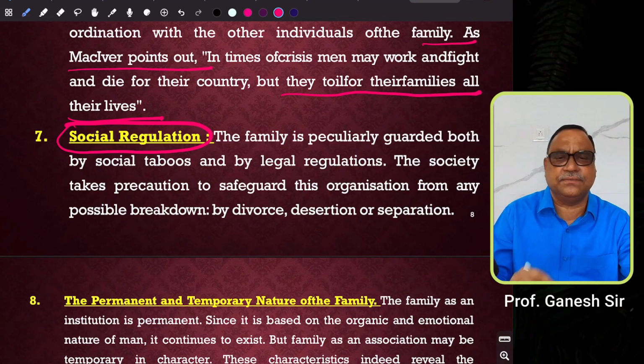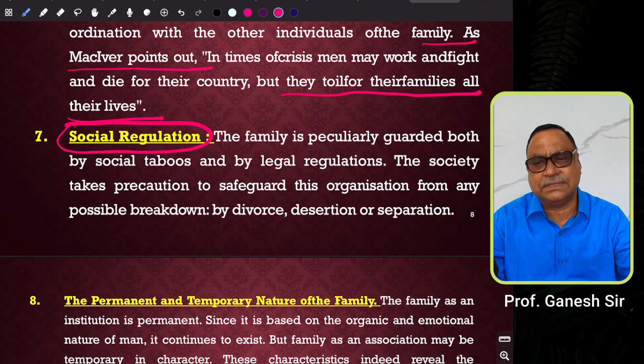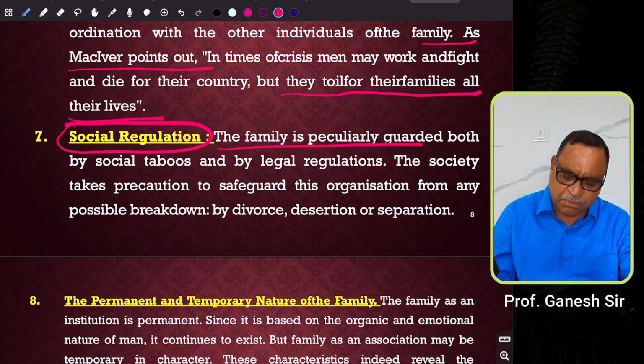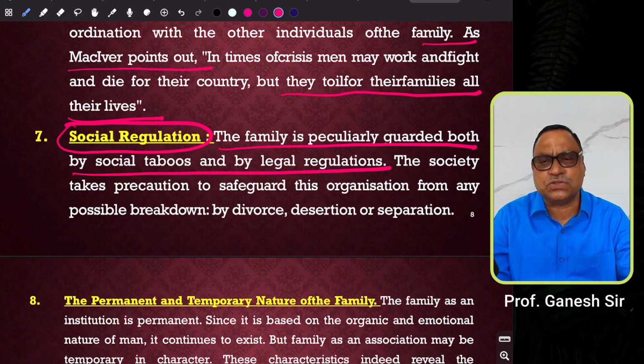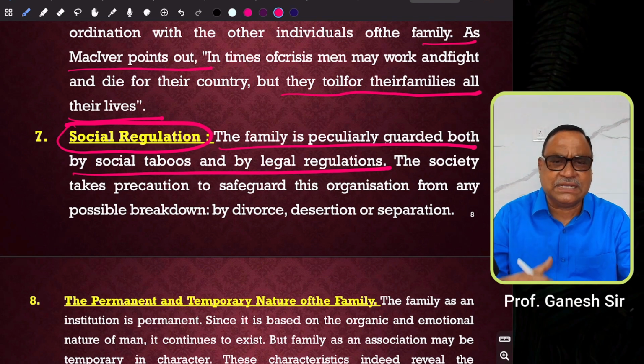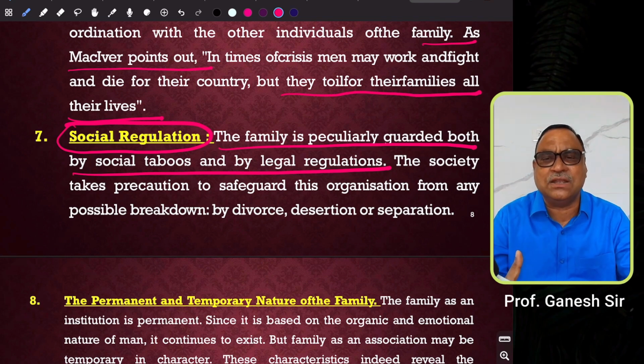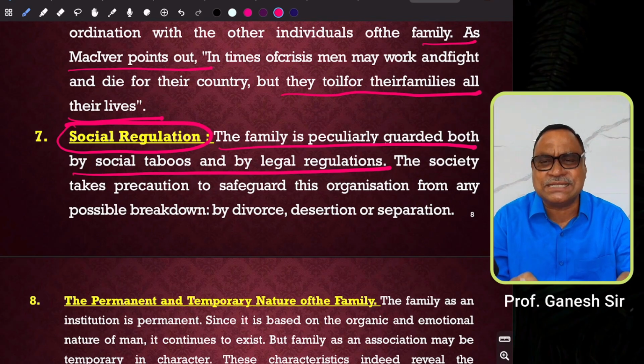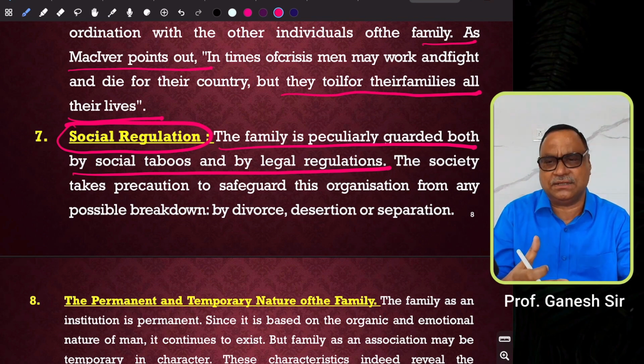Then social regulation is another important characteristic of family. The family is peculiarly guarded both by social taboos and by legal regulations. And this is a very important point. Why? Because family as a social institution is also considered a regulatory agency. Every society consists of certain values, norms, and morals, and they are inculcated in the minds of the members of the family, so that the family system imposes certain social taboos. Social taboo means prohibitions, what to do, what not to do. Then legal regulations. So through these regulatory systems, family tries to regulate and control the behavior of an individual.